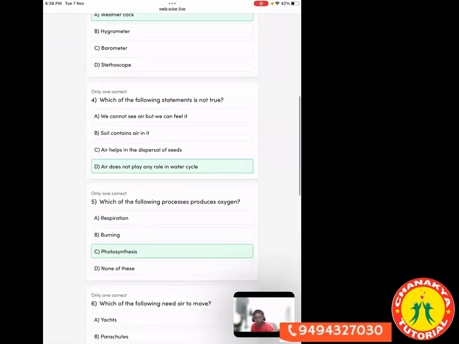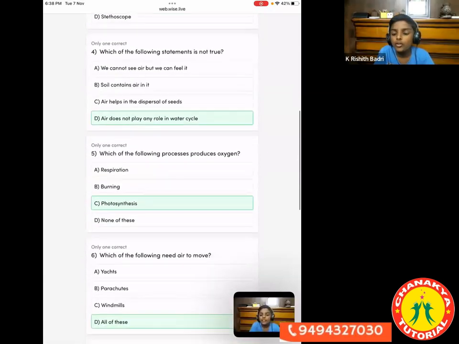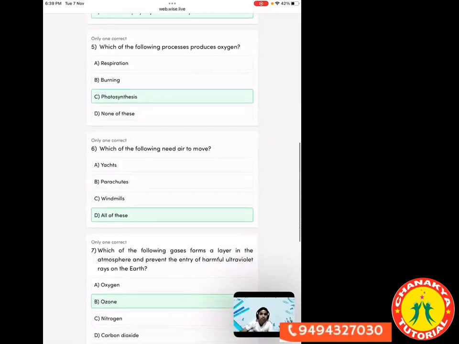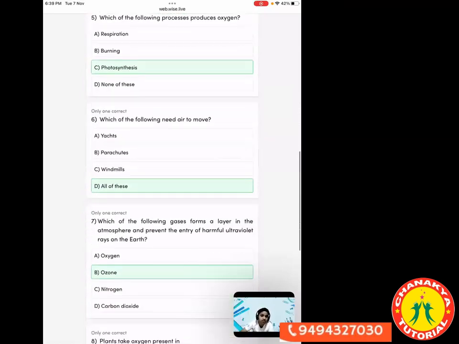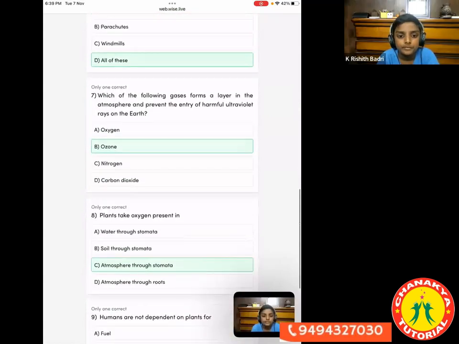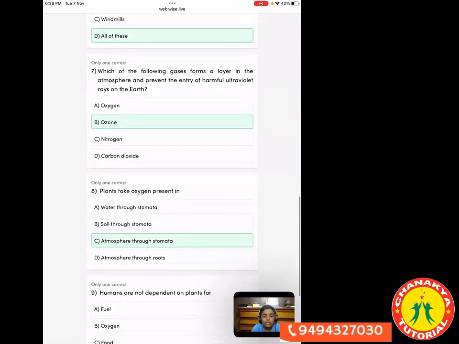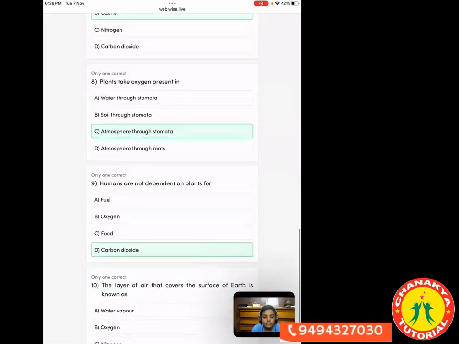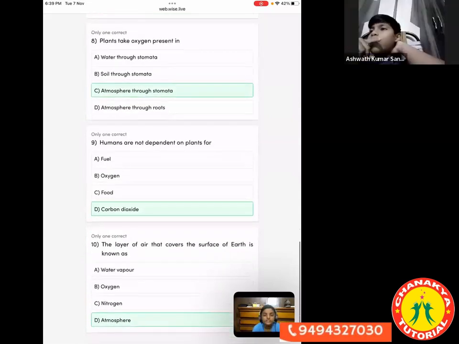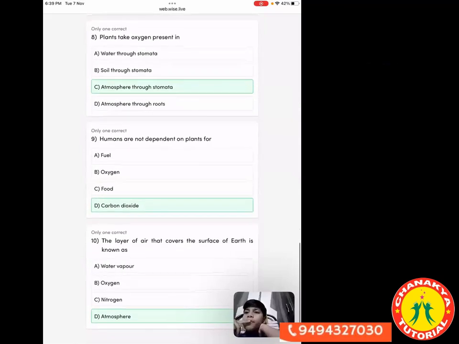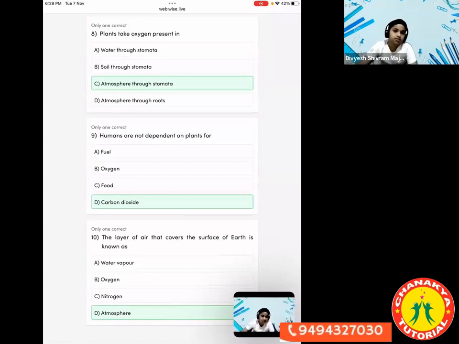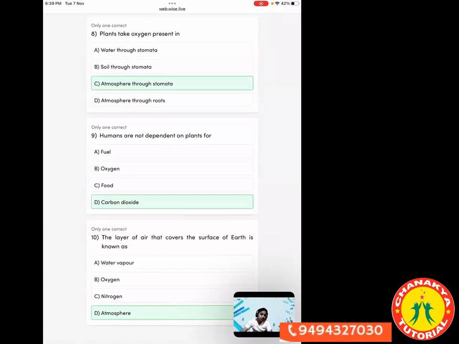Which of the following statements is not true? Air does not play any role in the water cycle. Correct. Which of the following processes produce oxygen? Photosynthesis. Which of the following need air to move? All of these. Which of the following gases form a layer in the atmosphere? Ozone. Plants take oxygen present in the atmosphere through? Stomata. Humans are not dependent on plants for carbon dioxide. So we are basically dependent for the oxygen, not for the carbon dioxide.